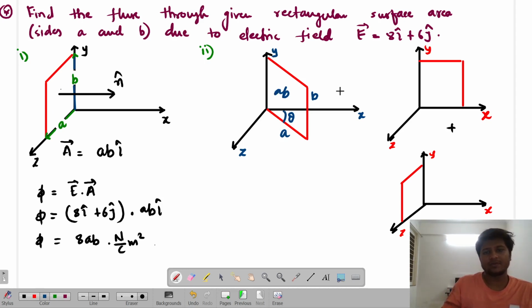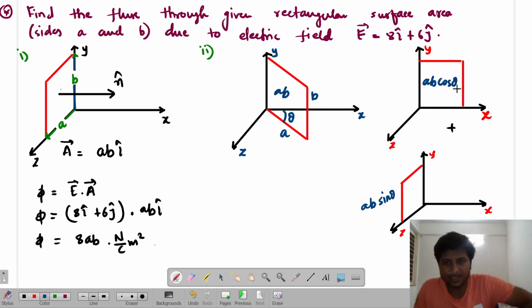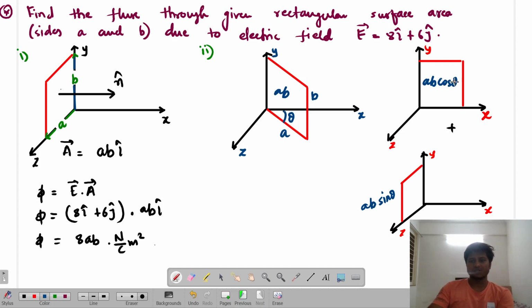So what is its total area? AB. So in the xy plane it will be AB cos theta, and AB sin theta. Are you able to get it? Now look over here, electric field. For this AB cos theta, this will have a component along the plus z direction, isn't it? So this area vector I call the parallel component, and this the perpendicular area component. Got it or not?